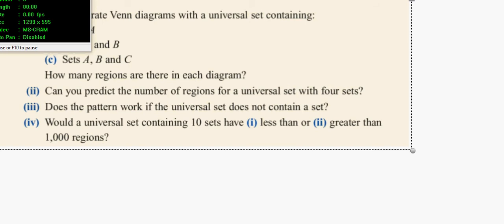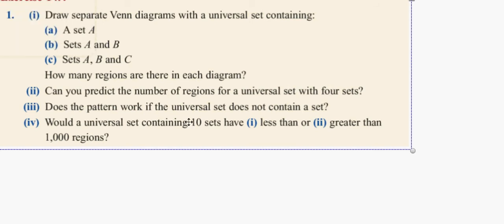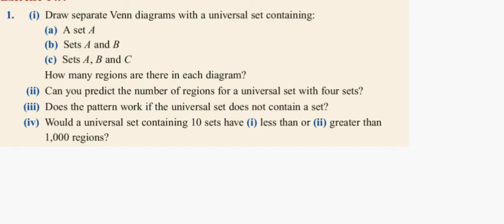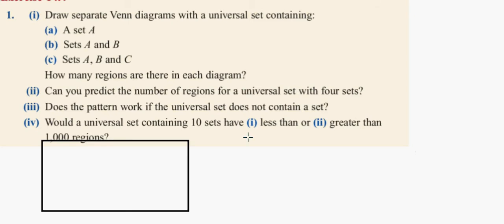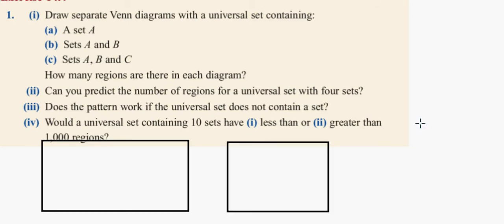Now, here's what we're going to do. Draw separate Venn diagrams with a universal set. So each one has to have a rectangle, correct? So we go 1, there's the second one, and then the third one I'll put up here, okay?